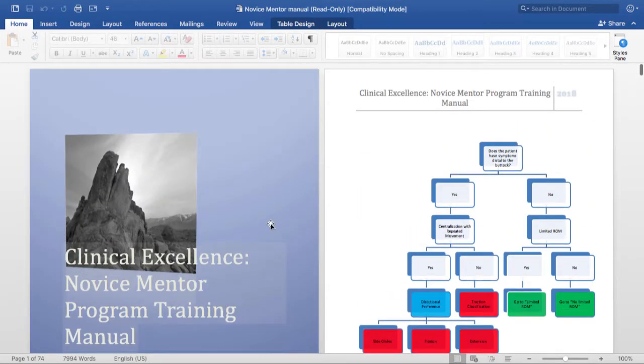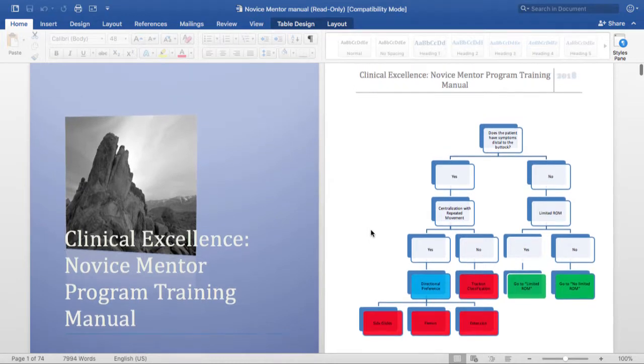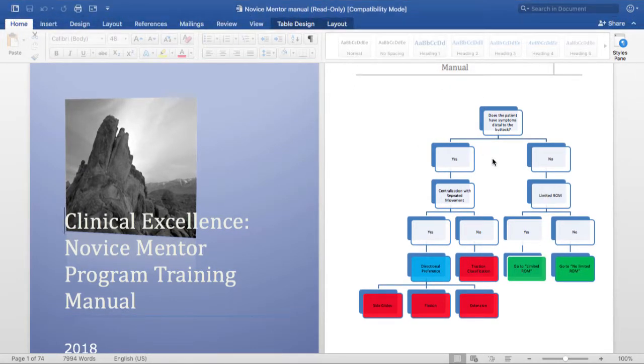As you walk through the manual, you'll see the first part we talk about is just trying to have them learn an algorithm, trying to have them start thinking through the process. I'll go through this first one with you, and you can read through it as I go. The first question, in general, this is for lower back: does the patient have symptoms distal to the buttock, or if you do it for neck, is it below the shoulder, the AC joint? If it's yes, then we go down.